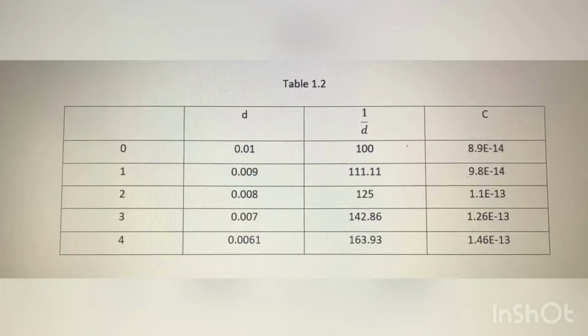Now we go to the data analysis for the second part of the part 1 experiment. We obtain the capacitance by decreasing the distance between the plates. Meanwhile, the area of the plates is constant here. We can see that as we decrease the separation between the plates slowly, the value of capacitance increases.